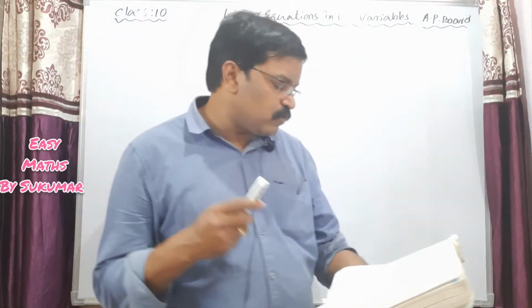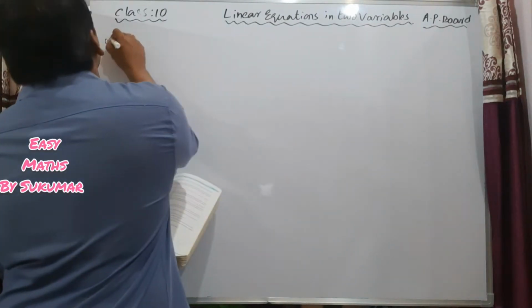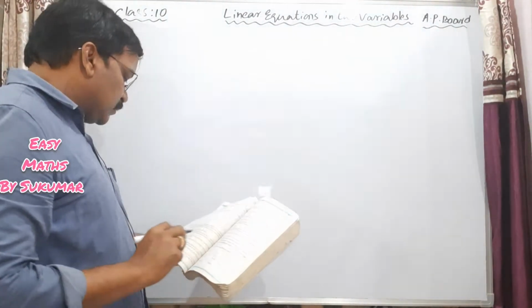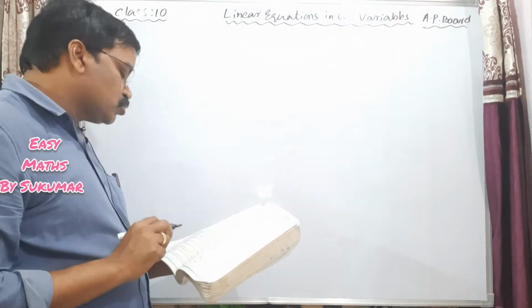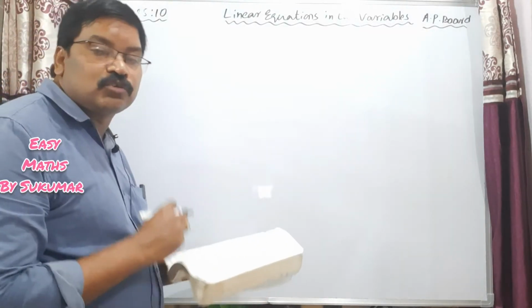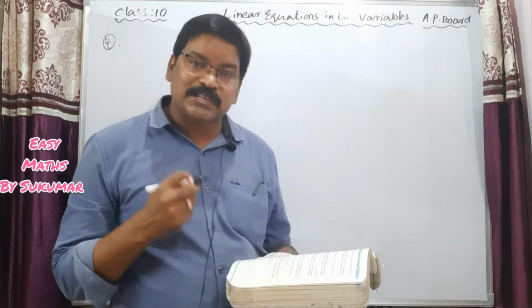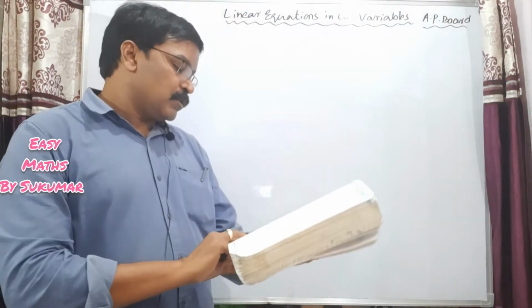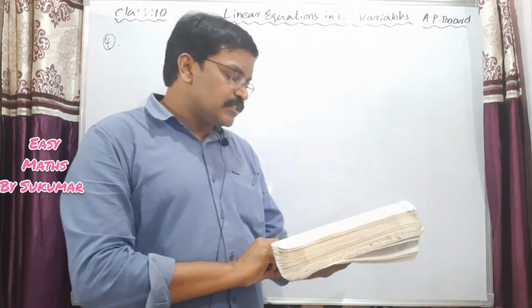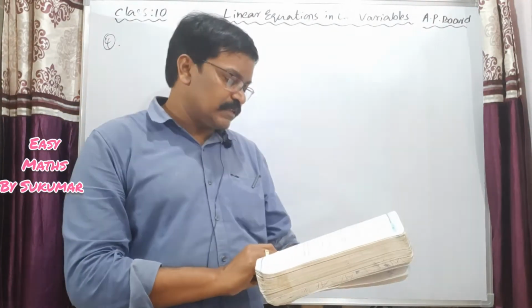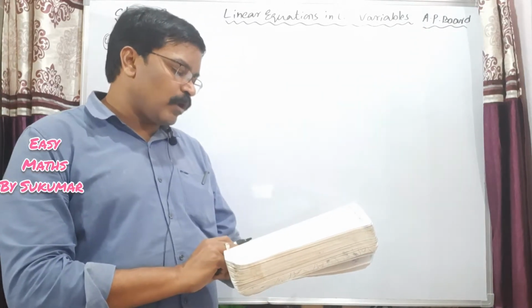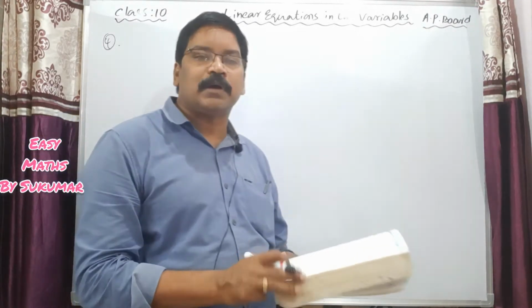Students, coming to the fourth question here. 10 students of class 10 took part in a mathematics quiz. There are total 10 students who participated in the maths quiz. If the number of girls is 4 more than the number of boys, then find the number of boys and the number of girls who took part in the quiz.